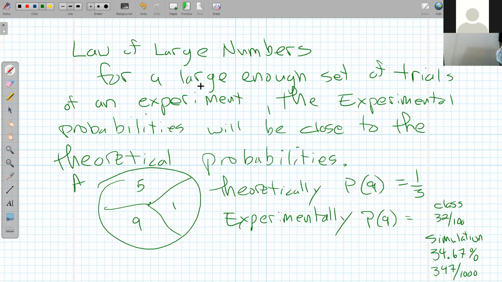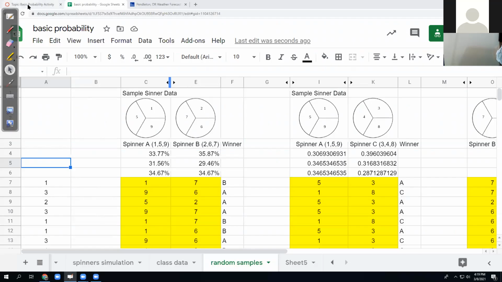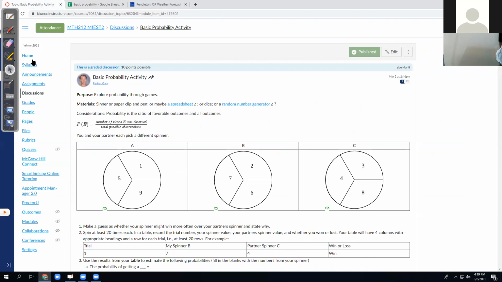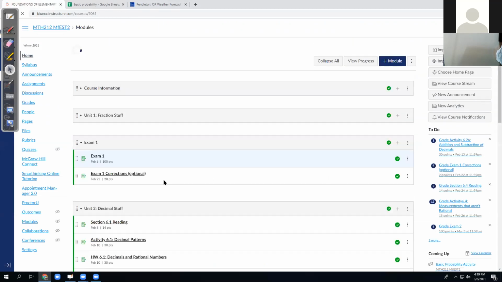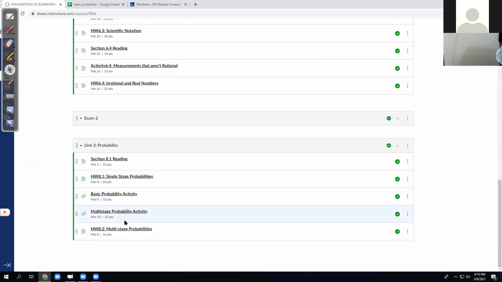So what does it mean to be large enough? Well, it turns out millions or billions sometimes. We got 100, we got 1,000. We're kind of close to 1/3. So we're just kind of playing around with this law of large numbers. So there's two things I want to look at in the next activity. And so let's switch to the multi-stage probability activity.